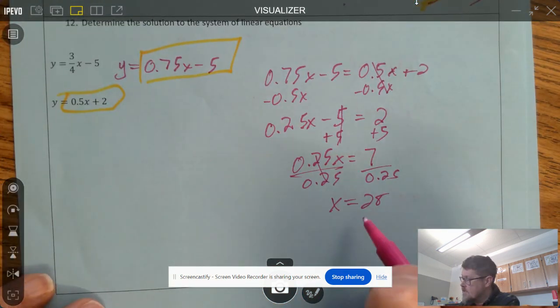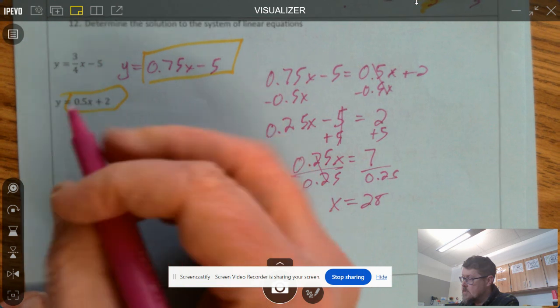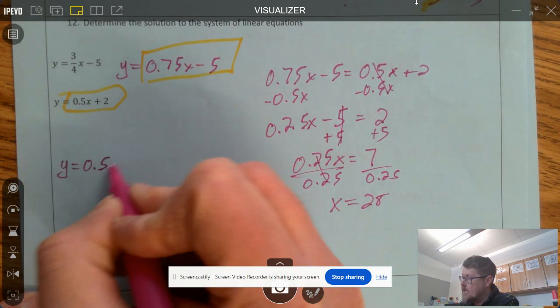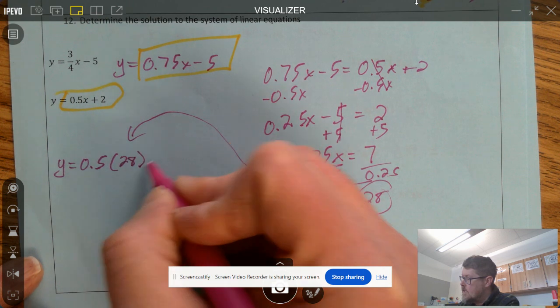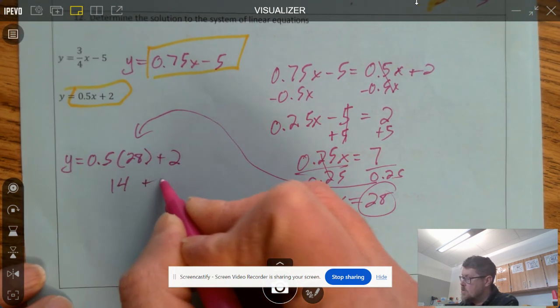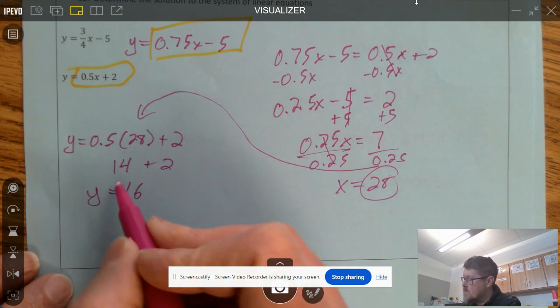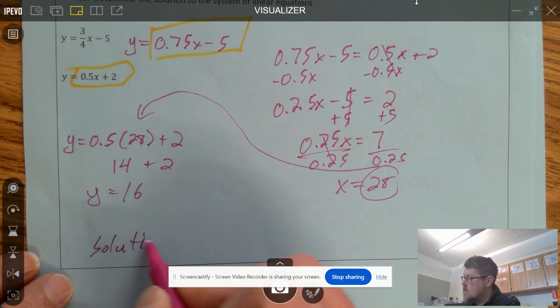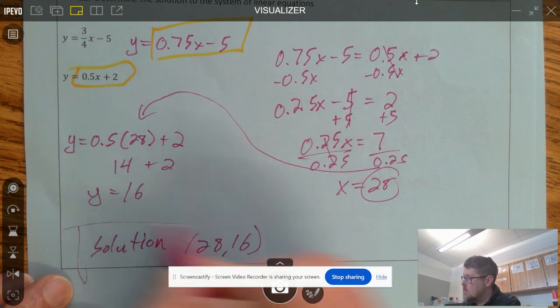And then I want to take this 28 and plug it into one of these equations. I want to do the easier one. In this case, it's this one. So it's y equals 0.5. Get rid of the x, and I put that 28 inside of it. And I add 2. Half of 28 is 14. Plus 2 is y equals 16. So we have our x of 28, our y of 16. So our solution, where those lines cross, is 28, comma 16. There you go.